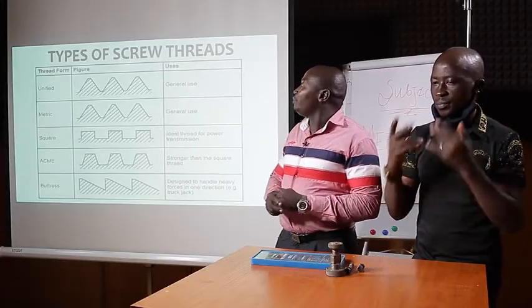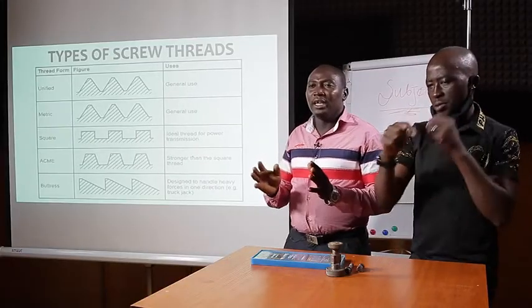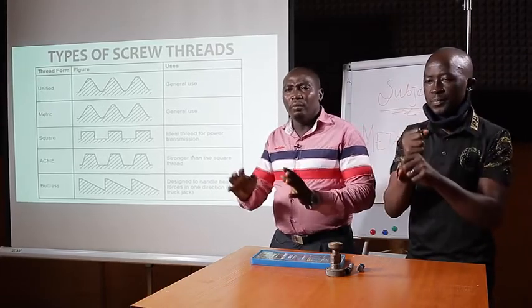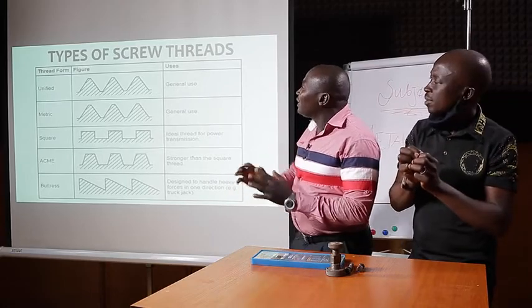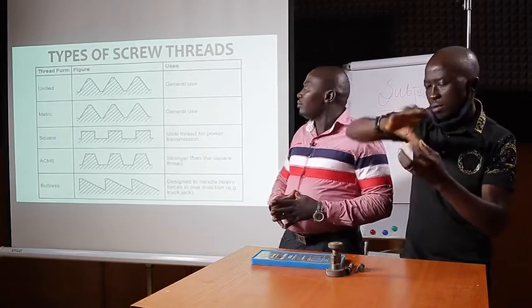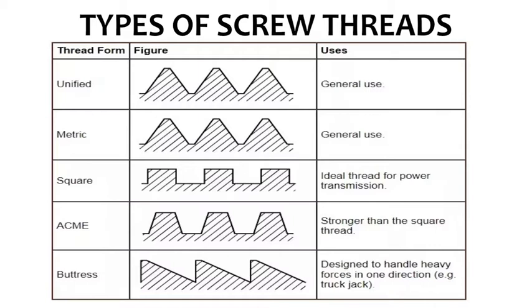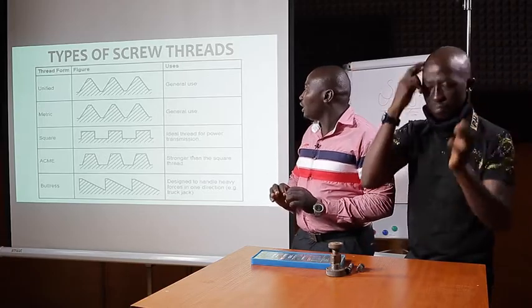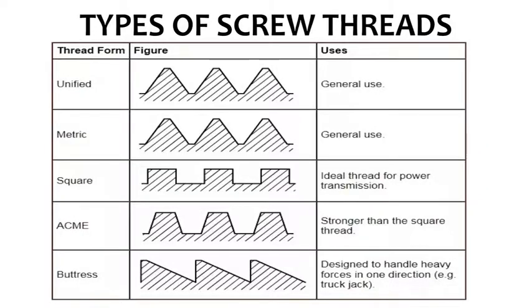Now, let's see some of the types. Among all these screws that I've mentioned, they are made in form. Now, types of screw threads. Number 1, we have the unified screw thread. It's also displayed on the chart. And this unified screw thread is basically used for general purpose. We have the metric. The metric screw thread is also used for general purpose.